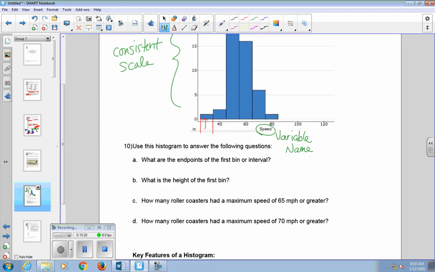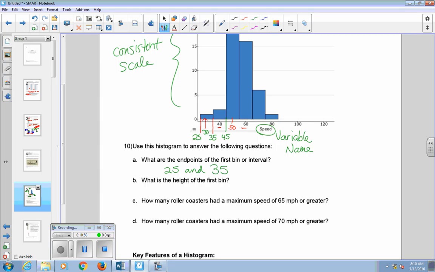Knowing that there's a consistent scale, if 40 is here and 60 is here, then halfway between them must be 50. And if we look halfway between 40 and 50, this must be 45. So 45, 40, if I count backwards, I get 35, 30, and 25. So the endpoints of the first bin or interval are 25 and 35.